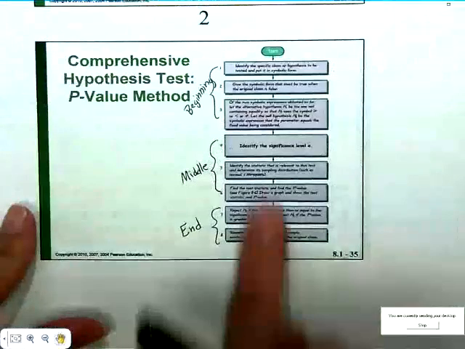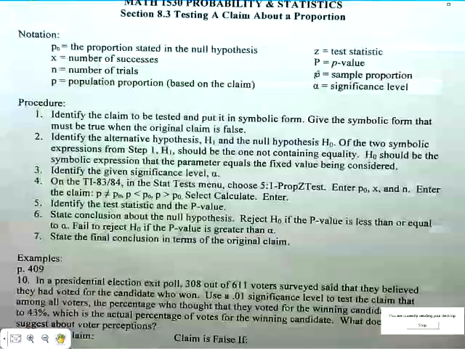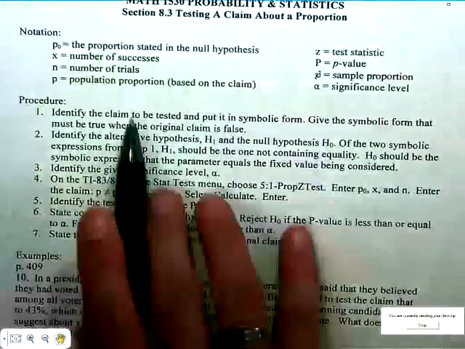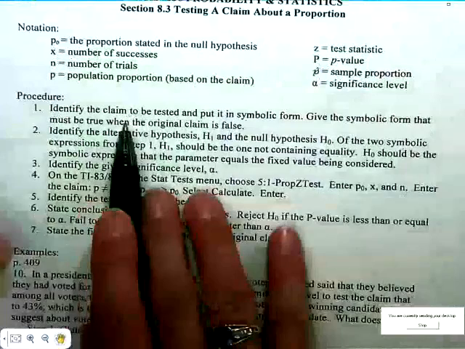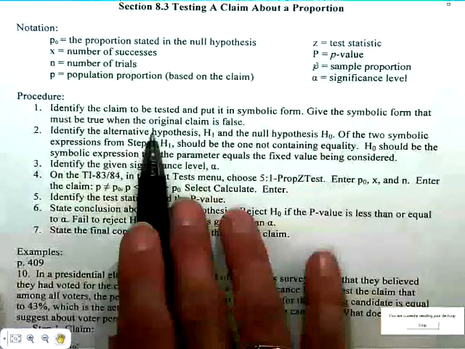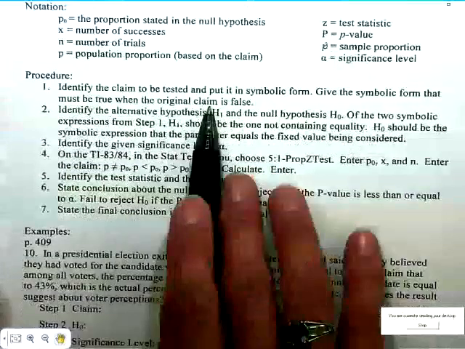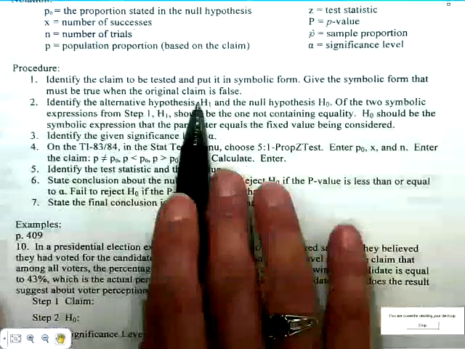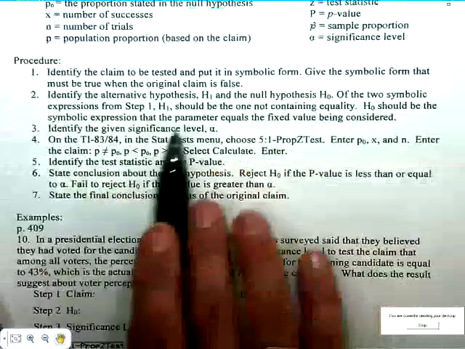So you might like the flow chart. You may like steps 1, 2, 3, 4, 5, 6, 7. They're the same thing. Identify the claim, put it in symbolic form, give the symbolic form of what must be true if the claim is false, identify the null hypothesis and the alternate hypothesis, identify the significance level, and then here's the button we need.